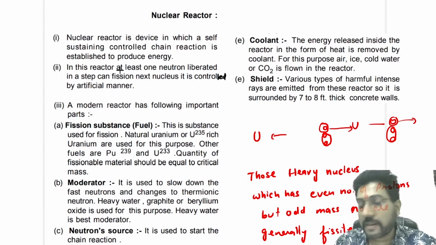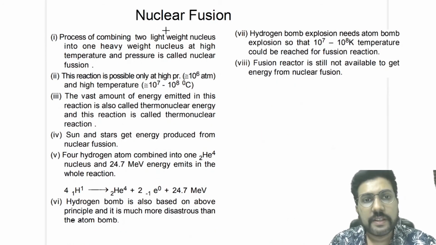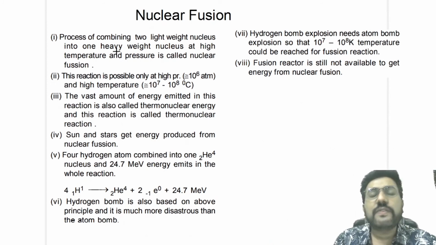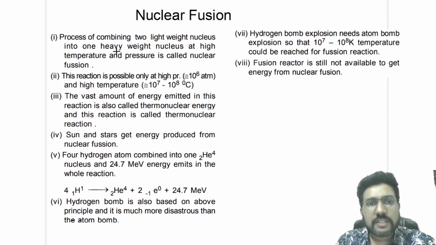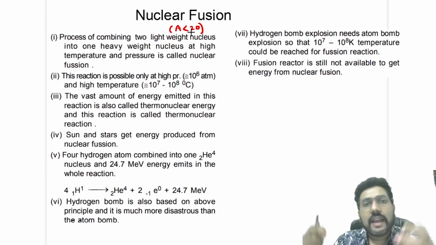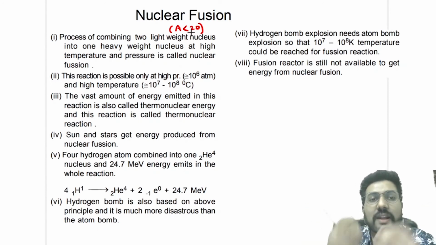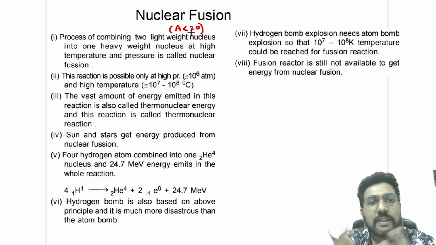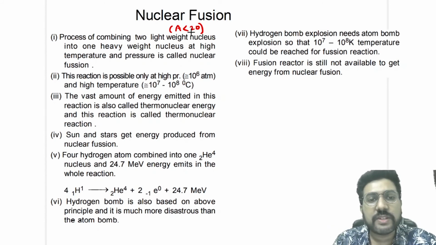Now we will start with nuclear fusion. Now, what is nuclear fusion? Nuclear fusion is the process of combining two lightweight unstable nuclei whose atomic mass number is mostly less than 20, okay, and they fuse together to form one heavyweight nucleus or mid-level nucleus at a very high temperature and pressure. This is called nuclear fusion.